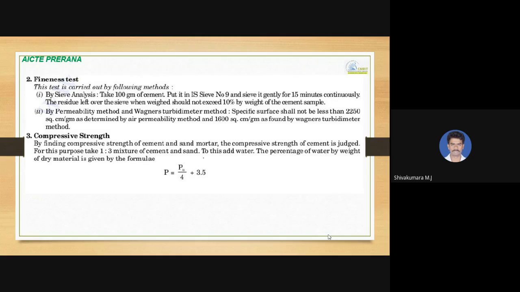So different grades of cement possess different compressive strength. So OPC 33, 43, 53. This 33, 43, 53 represents the compressive strength of cement. If you have used OPC 53, at least you should get 53 Newton per mm square compressive strength.